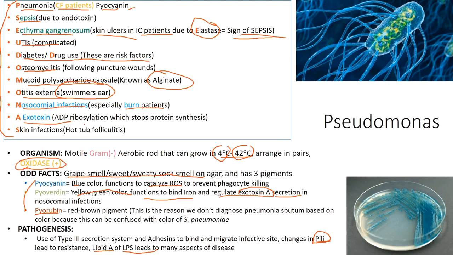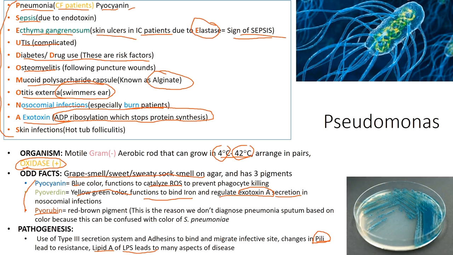And then it has that A exotoxin, or exotoxin A. What this does is ADP ribosylation, which stops protein synthesis by inhibiting elongation factor 2. I'm sure you remember a couple infections that utilize the same mechanism with their exotoxin. Can you think of those two types of infections and where they're found? One in the lower GI tract, and one in the upper respiratory tract.